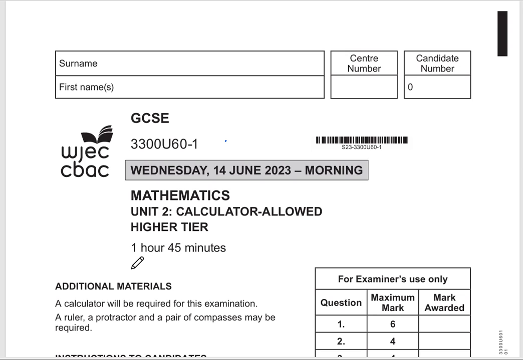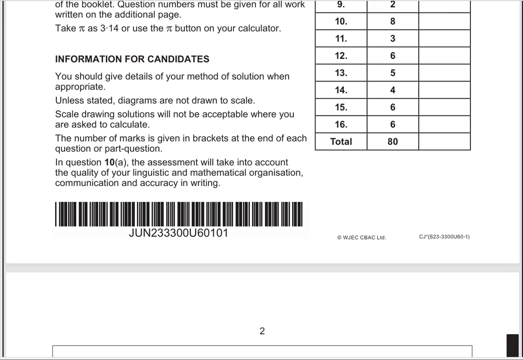In order to benefit the most from this walkthrough, I would advise that you work through the paper in advance of listening to the recording, or alternatively, once you get to a question, just press pause, have a go, and then play the recording.